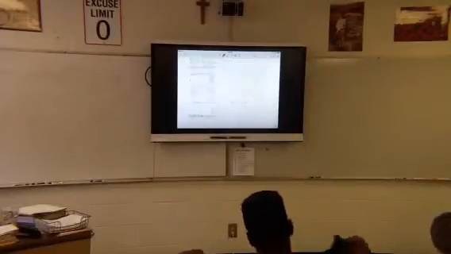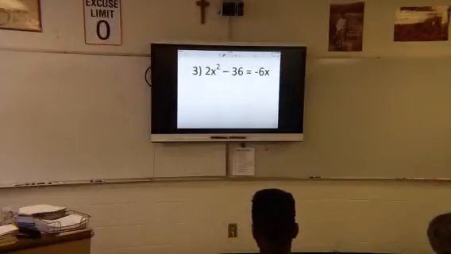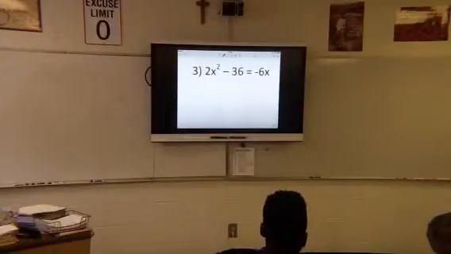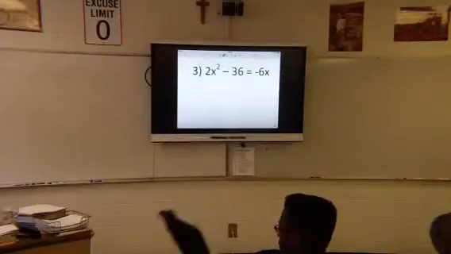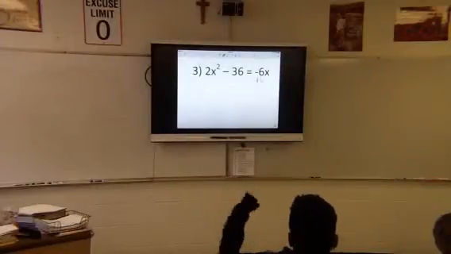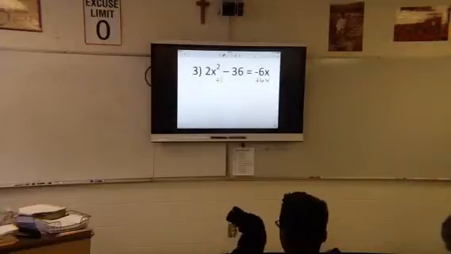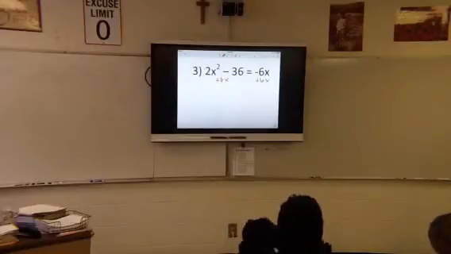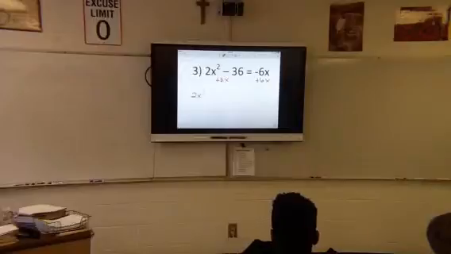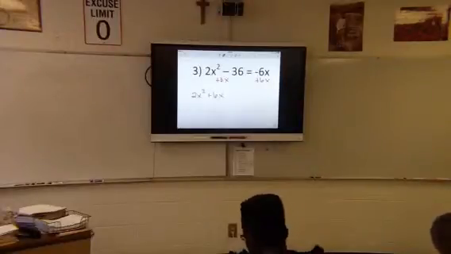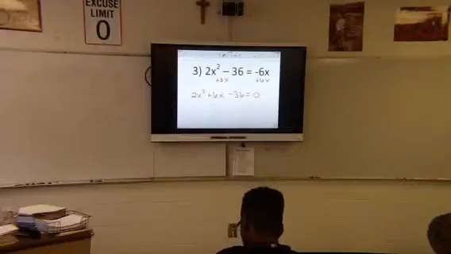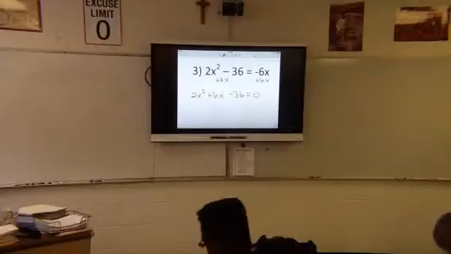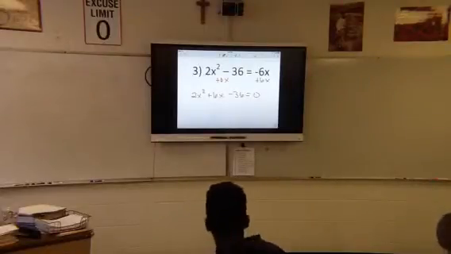All right, so number 3. What do you guys think here on this one? What would be the first thing I would do? Add the 6x. Grayson says add the 6x. Now when I add that 6x over, make sure it pops up in the middle, right? So it's in order, okay? So 2x squared plus 6x minus 36 equals 0. Okay, is everybody okay with that first step?